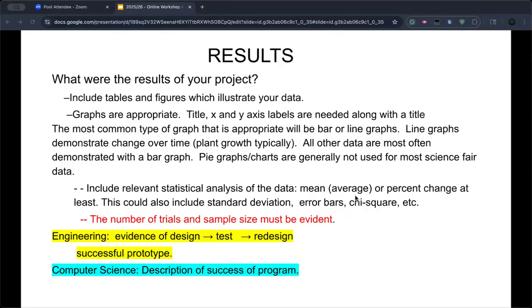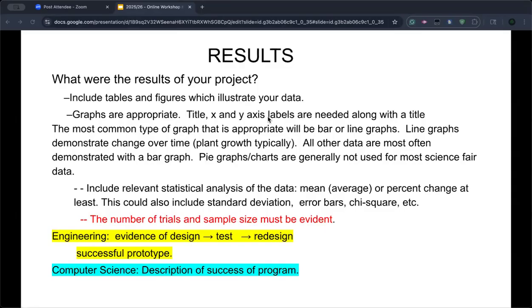Okay, so now we're gonna go over the results of your project. So the results are how your experiment ended and what happened during your experiment. What trends did you notice? To illustrate them better, you want to include tables and figures which illustrate all your data. So commonly in the results section, you're gonna have a lot of graphs. So make sure you label your graphs appropriately. Make sure you have the X and Y axis labeled as well as a title so that people can understand your graph and what it means.